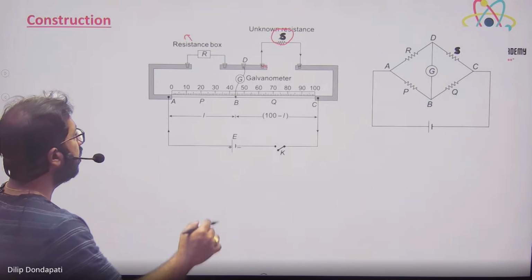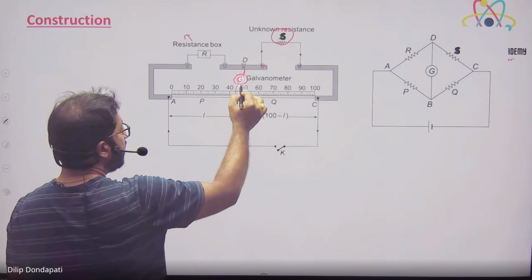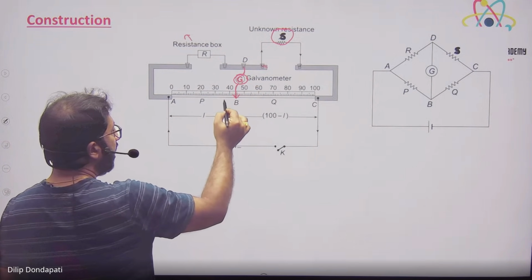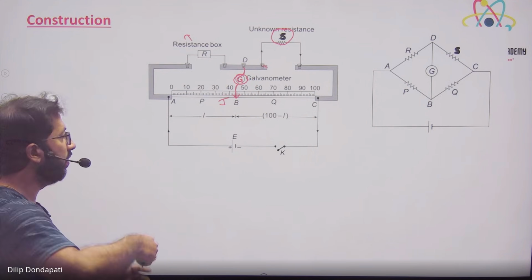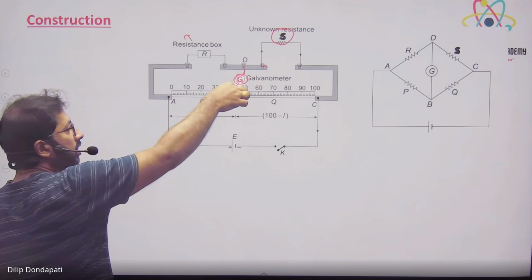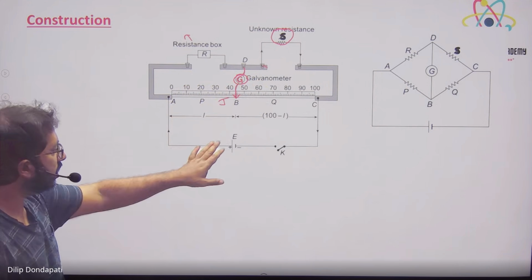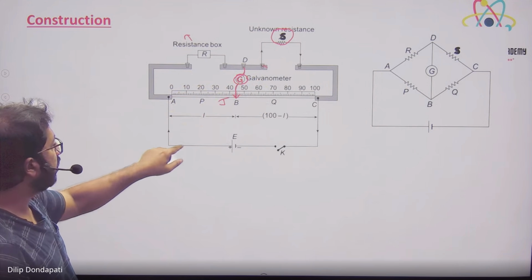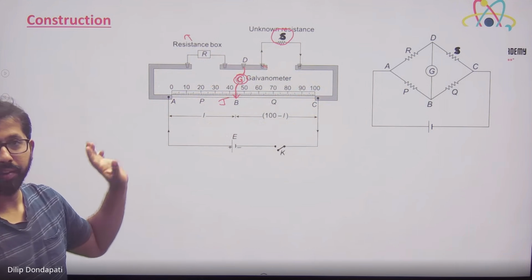Look, on this side there is a galvanometer and there is a jockey. It is called a jockey, and it has a knife edge. What will it do? We can slide it here and there. This jockey we can slide on the wire. So when you switch on, current will start flowing, it will go through here, meet again, and come back here. Okay, current is flowing.